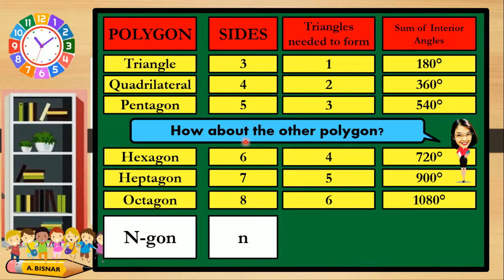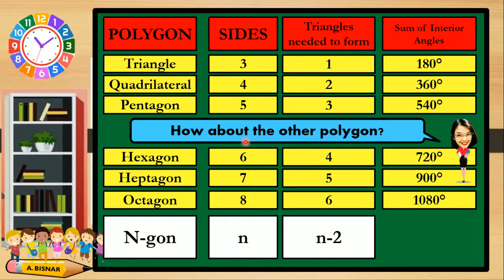Okay, maestro, that's correct. Maravilla and Karingal and Lawrence, that's correct. As you observe, you subtract 2 from the number of sides. So, from there, we can see that the formula will be n minus 2. So, ibig sabihin, you can still find the sum of the interior angles regardless kung gaano siya kadami. As long as you know na you have to subtract 2.